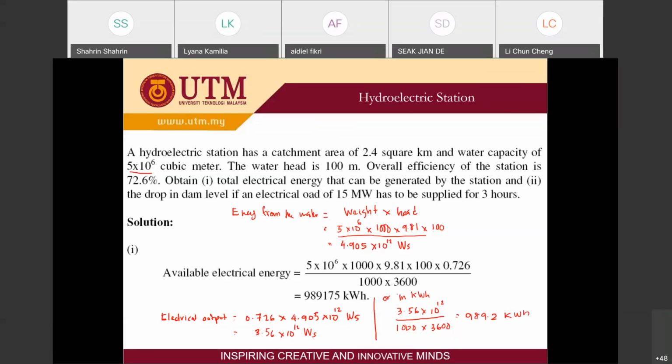Okay, so that is the electrical energy output from the water. So the energy contained inside the water is 4.9 power of 12 watt second, but due to the efficiency, which is not 100%, the only energy that can be converted into electrical energy is only 72.6%. So from that, we will receive only 3.56 power of 12 watt second instead of 4.9. Okay, because of the efficiency effect. Then you convert into kilowatt hour. So the kilowatt hour unit is 989.2.